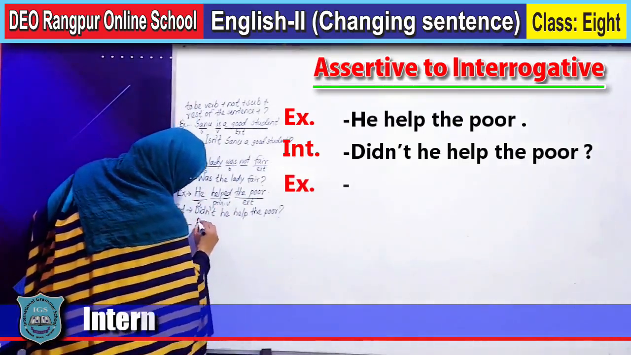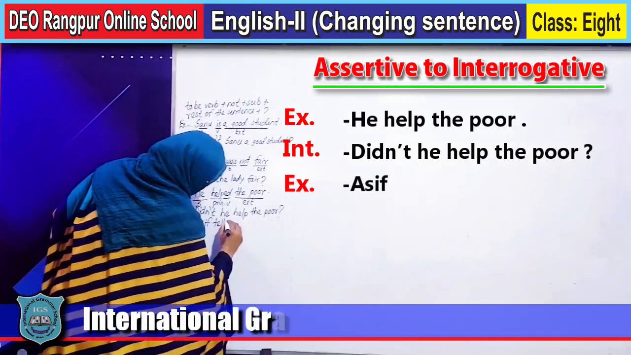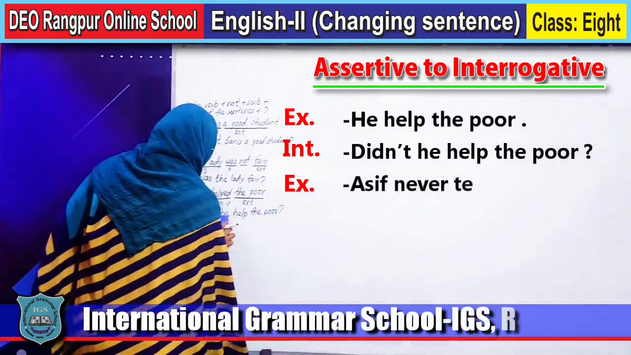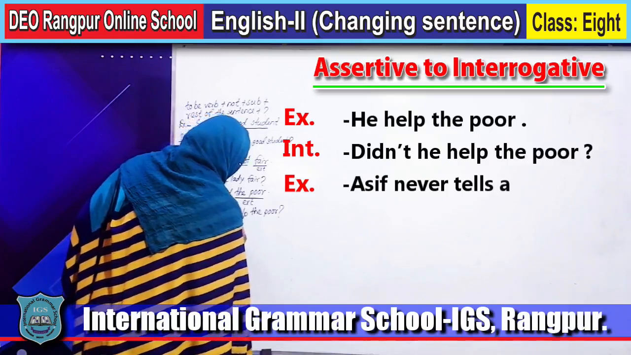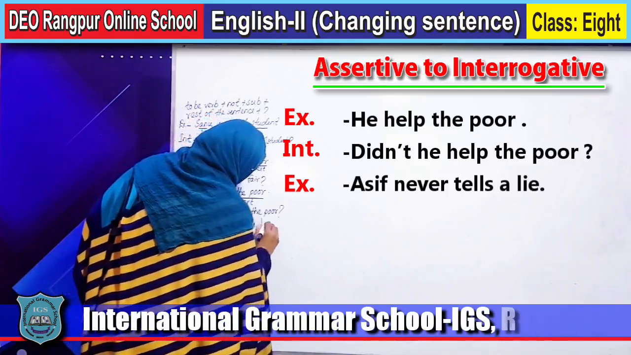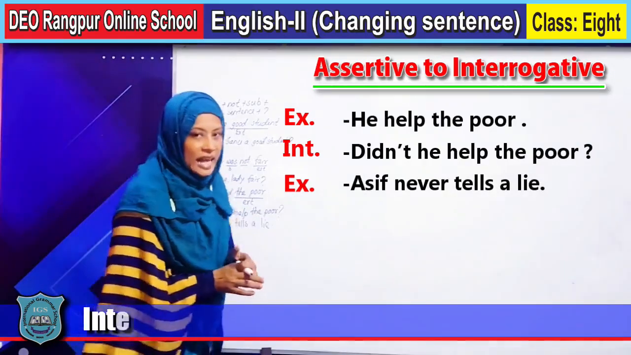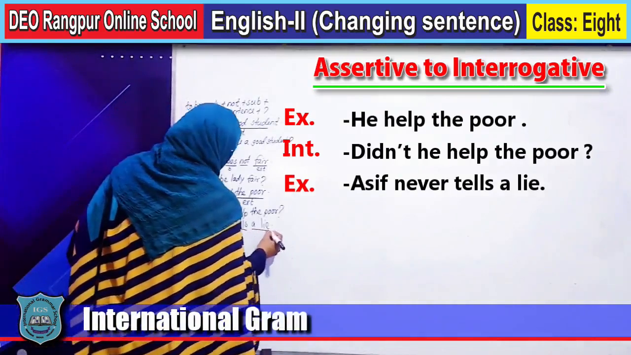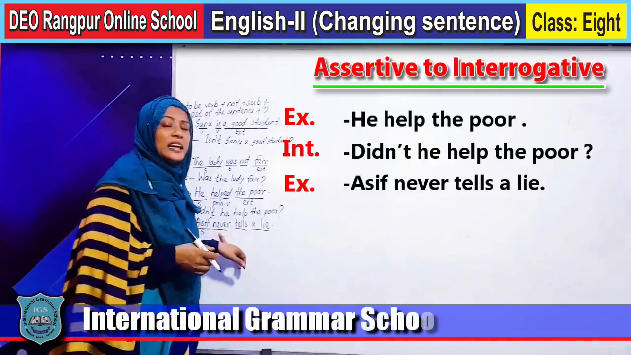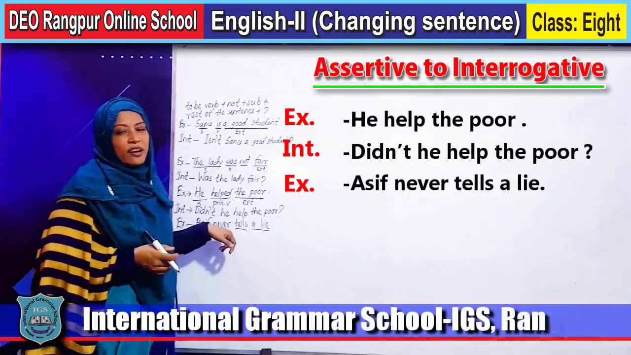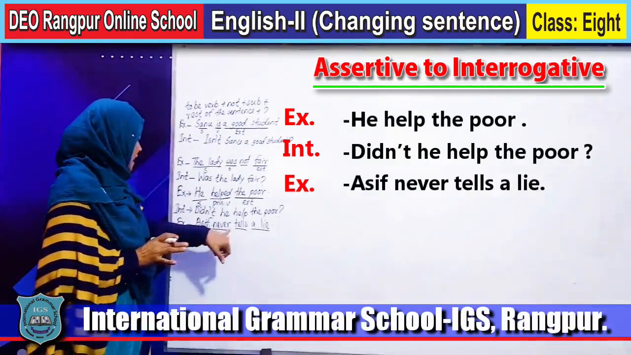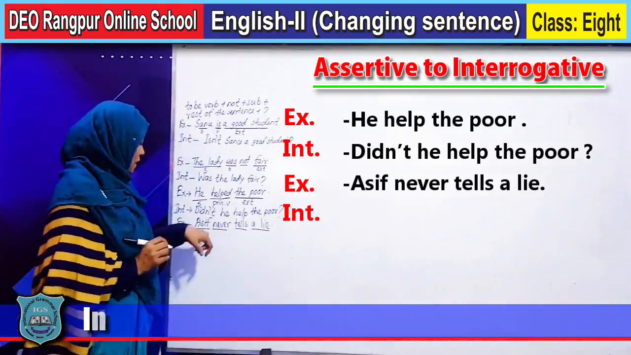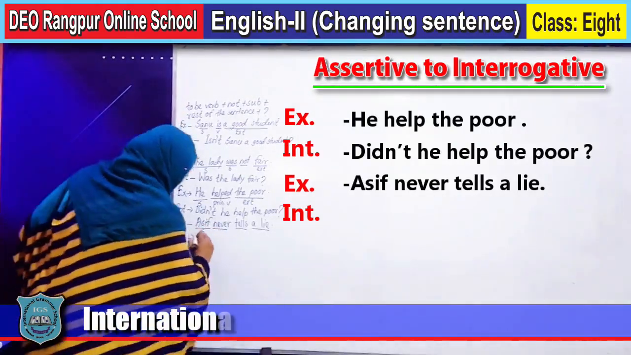The example is: as if never tells a lie. Here, as if is the subject, never, and tells a lie. So here, we have to use ever instead of never. Let's see. Here, we have to use the auxiliary verb does, because as if is third person singular number.